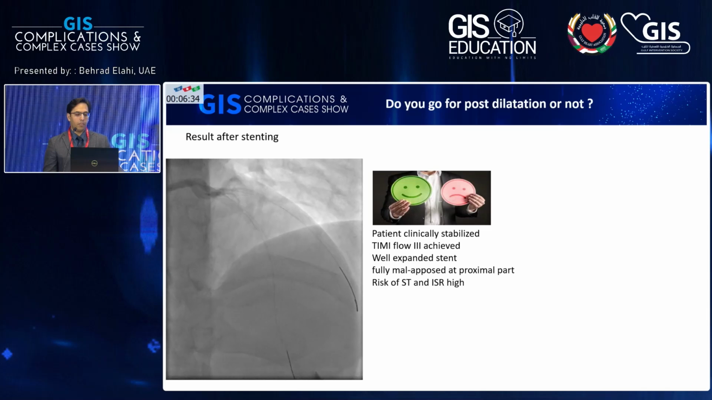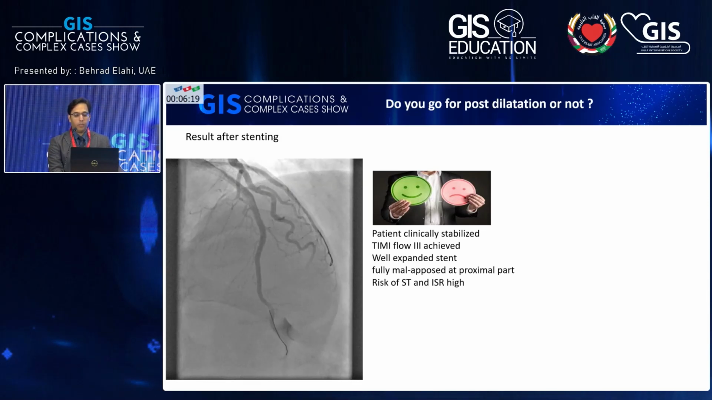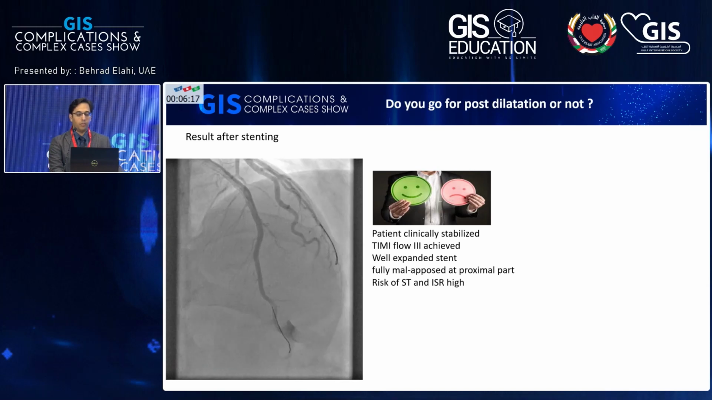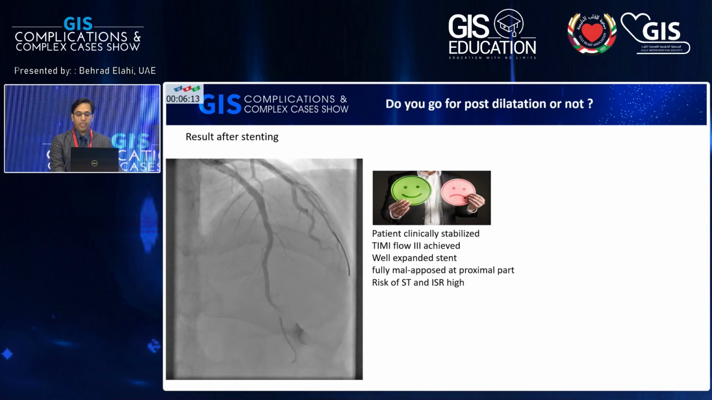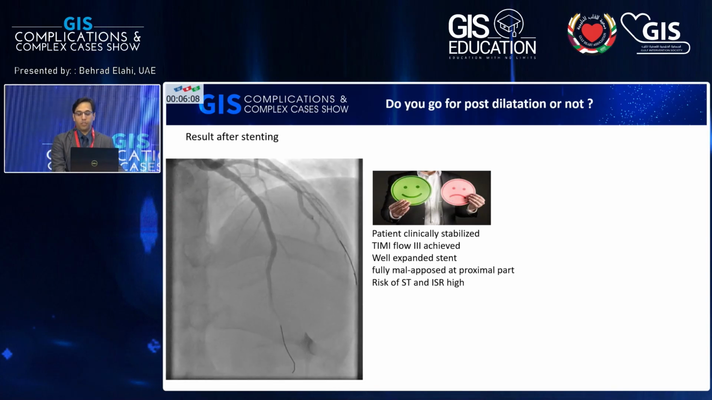I was happy with the stenting because the TIMI flow was 3. The patient doesn't have any chest pain. ST elevation was coming down. And by the way, I wasn't happy at the same time because I already know that the proximal part of my stent is well expanded, but fully malapposed, and there is no apposition. This is a floating stent in the ectatic part of the artery that increases the chance of stent thrombosis and ISR in the future for this young patient.